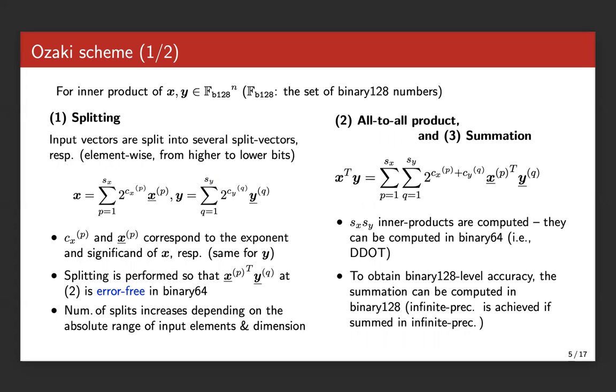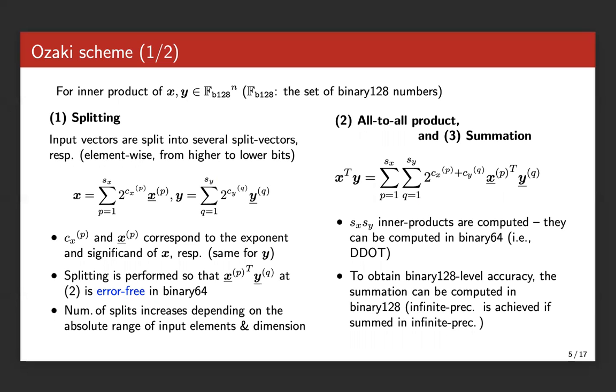This splitting is performed so that the inner products of split vectors for x and y can be computed without rounding errors in binary64. Please see the paper for details. This splitting is based on the error bound of the inner product, and the number of split vectors depends on the absolute range of the elements and the dimension of the input vectors.